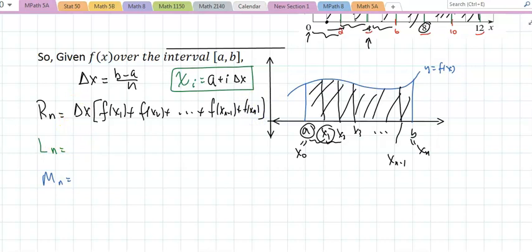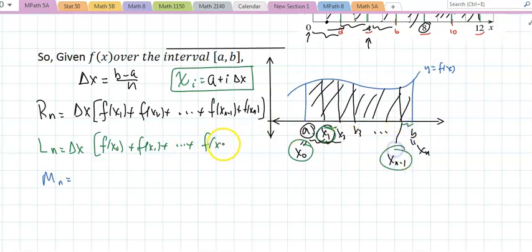The left-hand approximation, on the other hand, takes delta x. On the very first interval, it takes f of x sub 0. Plus, on the second interval, it takes f of x sub 1. So it finds all of them except on the last interval, it takes f of x sub n minus 1.